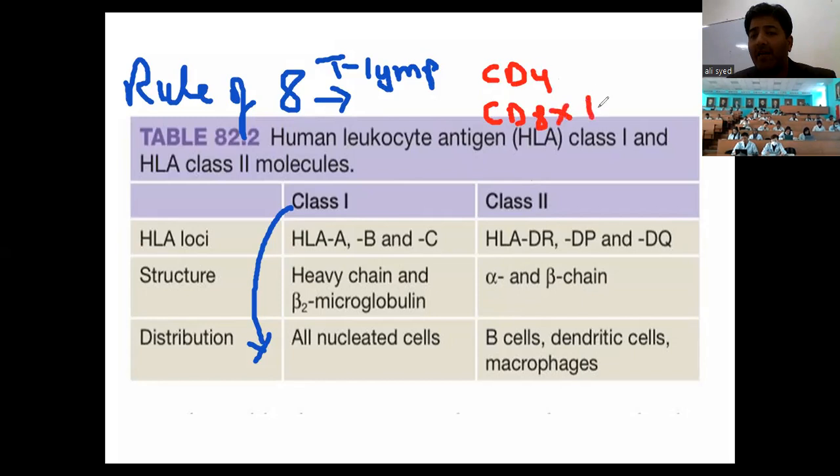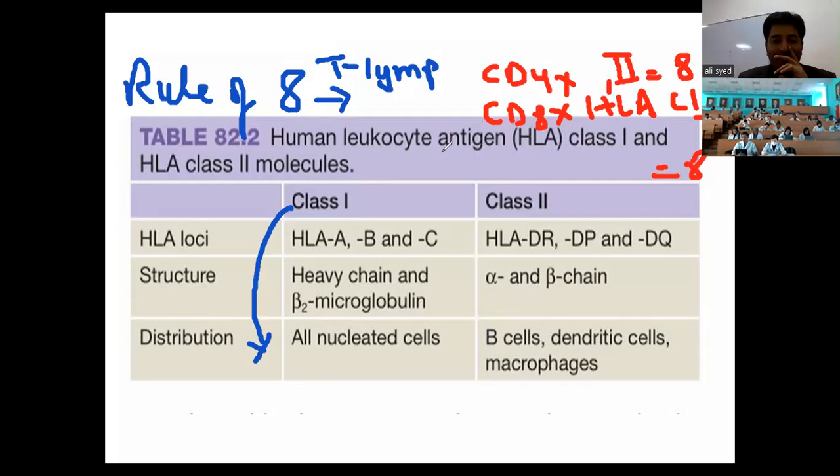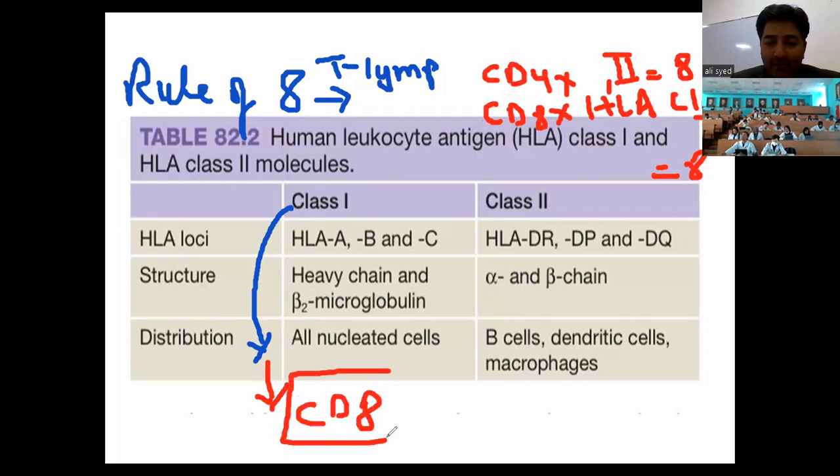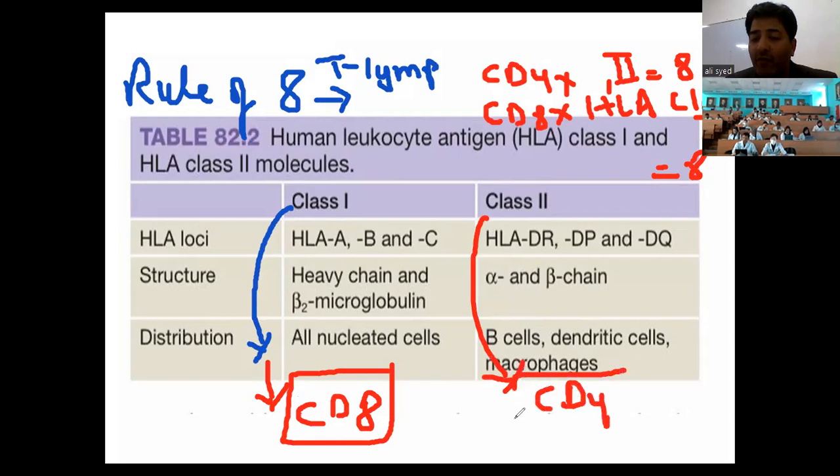So I will follow the rule of 8. 8 multiplied by HLA class 1 gives 8, CD8. CD4 multiplied by HLA class 2 gives 8. So please remember HLA class 1 will act on CD8 T lymphocytes. Class 2, 2 multiplied by 4, becomes 8. It will act on CD4 T cells. Clear to everyone? This is the rule of 8.